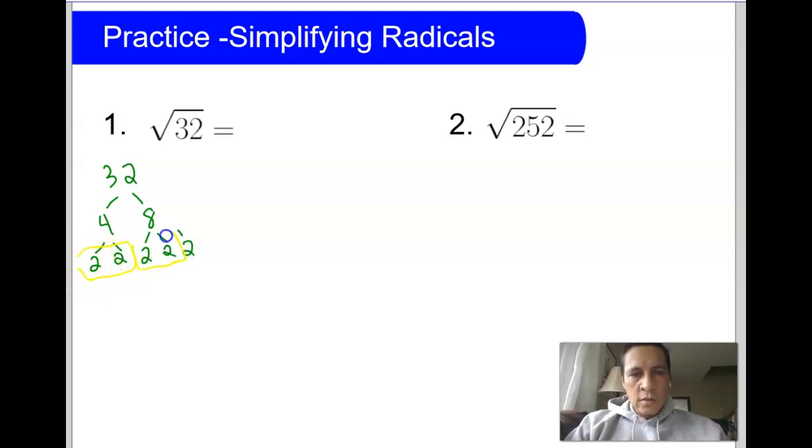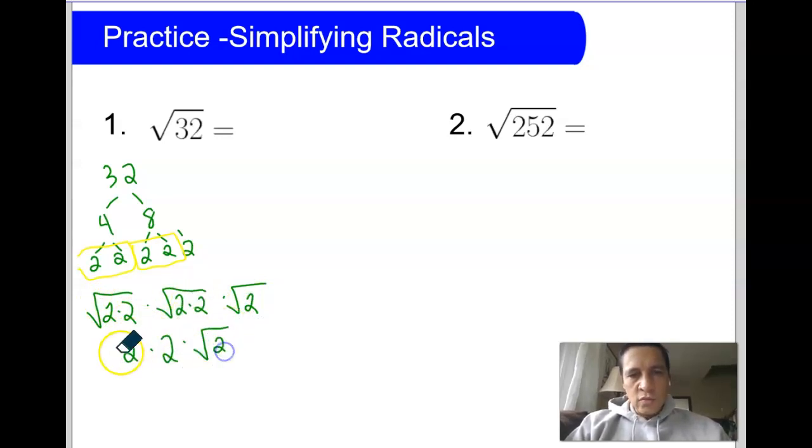So here and here. So the square root of 2 times 2, times the square root of 2 times 2, times the square root of 2. Well, the square root of 2 times 2 is just 2. Square root of 2 times 2 is 2 times the square root of 2. 2 times 2 is 4. 4 times the square root of 2. That is equal to the square root of 32.